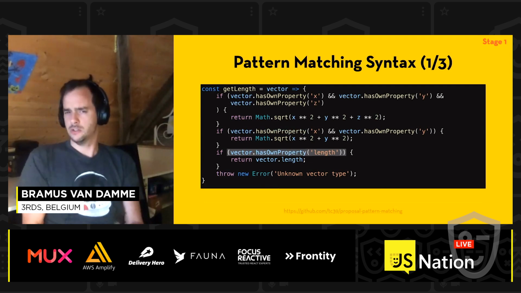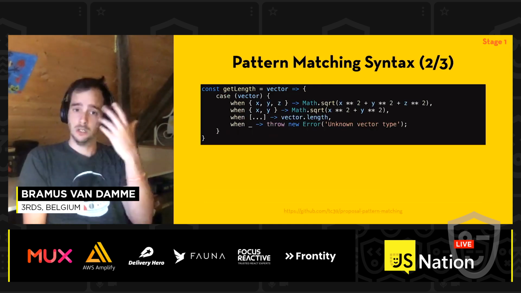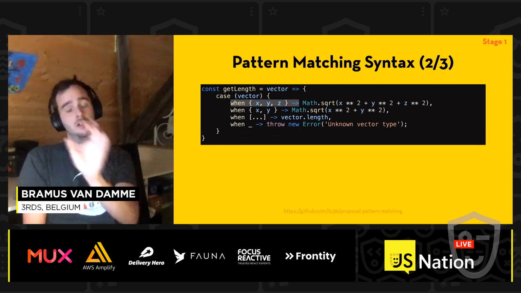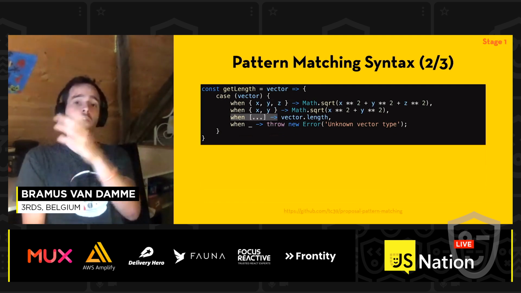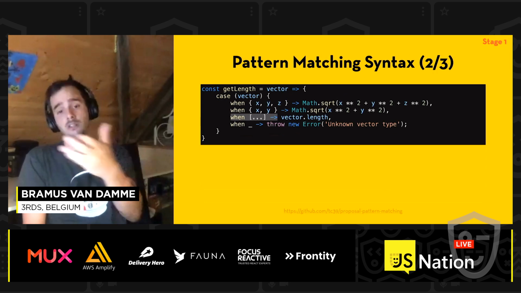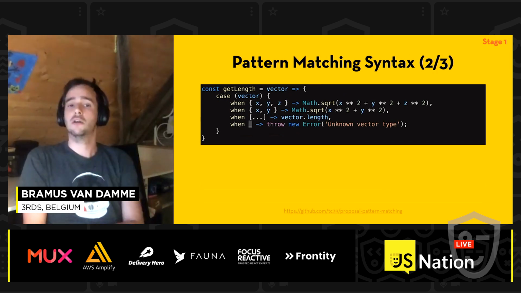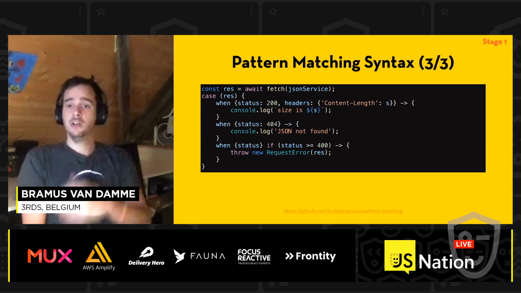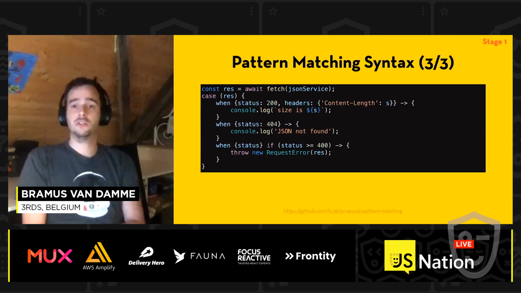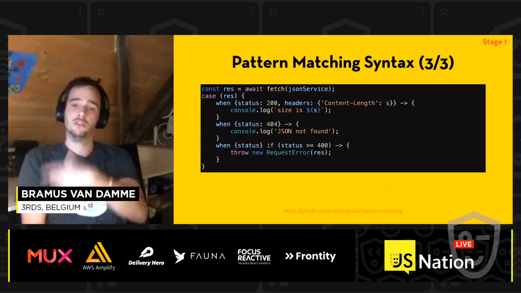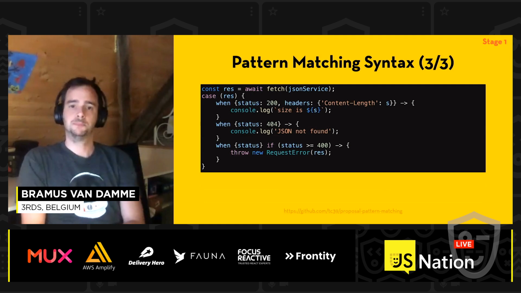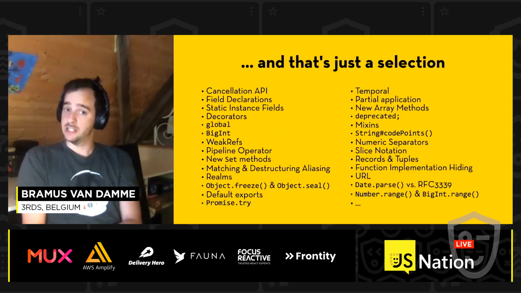But what if you like to just basically match the shape of it? Well, this is what pattern matching does. It says, look at the shape of vector. When there's an X, Y, and Z present there, use this formula, X and Y, the other formula. If it's spreadable, so it has a length, return the length, else throw an error. This is nice. A use case, for example, fetches. If a 200 is returned, if a 400 is returned, you can just look at the shape and then do action based on that. And this, my friends, is just a selection.